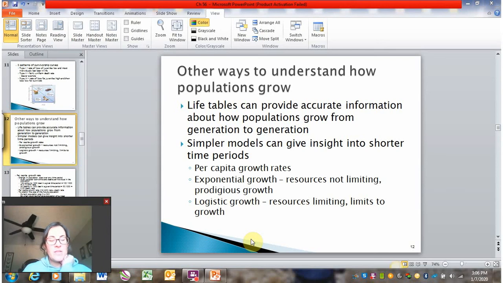Life tables provide the most accurate and detailed way to understand what's going to happen to a population from generation to generation. But it's not always practical or possible to get the kind of data that you need to make a life table. And so we often rely on simpler models that can still tell us about what's going to happen to a population. So we'll take a look at per capita growth rates and how those are used to understand exponential growth and logistic growth.